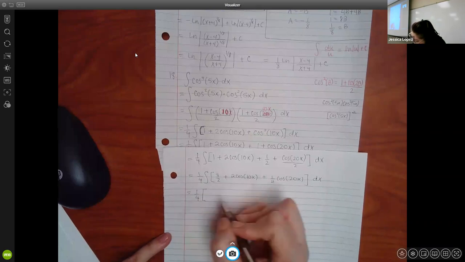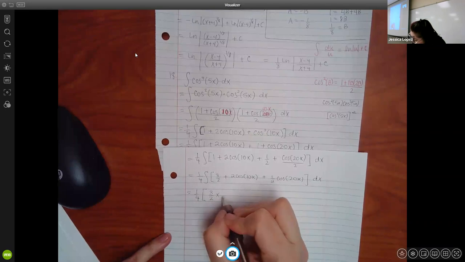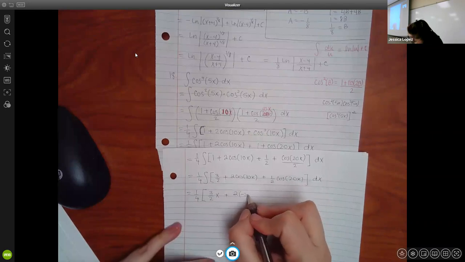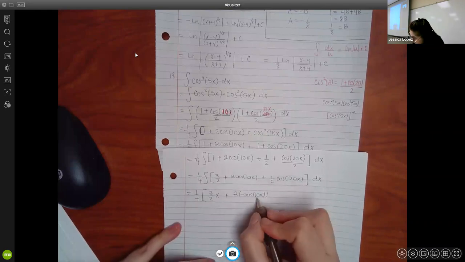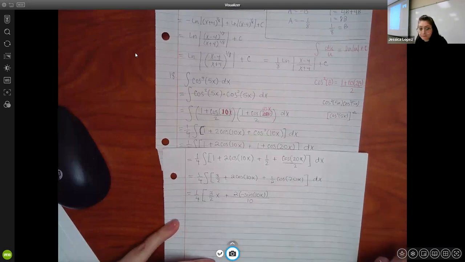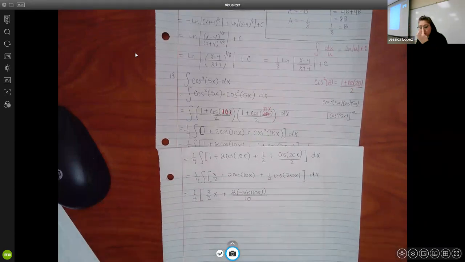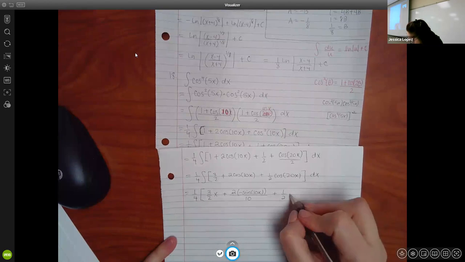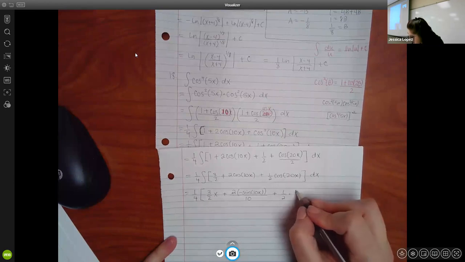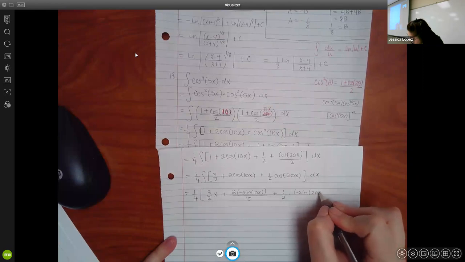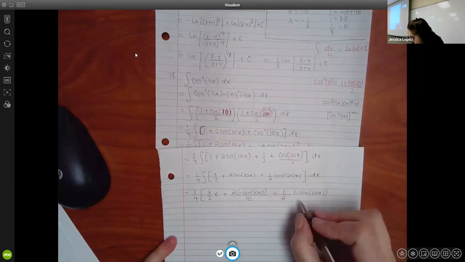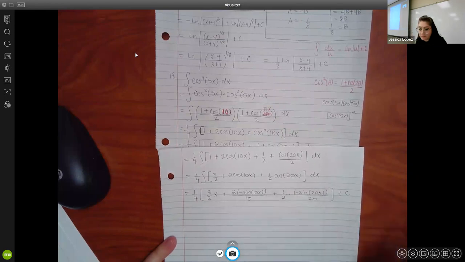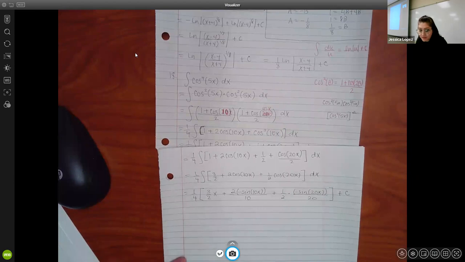So when I do the integral, this is going to be 3 halves x. This is going to be 2. What's the integral of cosine? Negative sine. And because I have that 10x, I have to divide by that 10. That's a consequence of the u-sub. I just didn't show all those steps. And the same thing here, the integral of cosine is negative sine. And if I'm doing u-sub, I'd have to divide by a 20. And there were no bounds, so I do have to put the plus C.